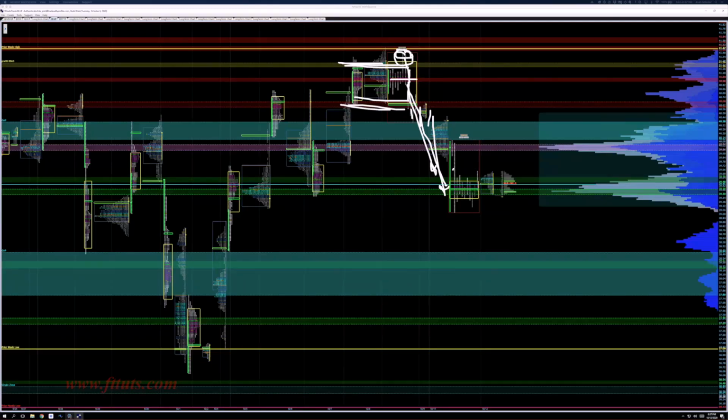So now we've got a little bit of rest going on. We're going to look to see how long we will rest, and then if we go this way, did we get acceptance or did we come back to this node? If so, that's a test, and then we would look for the opportunity this way.